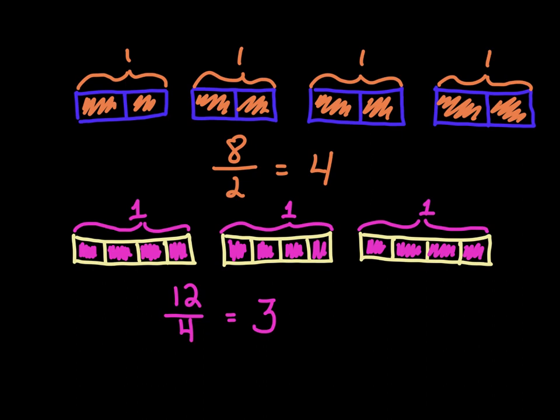Continuing on, we have 8 halves. We have 1, 2, 3, 4, and each one of those 4 has been cut up into halves, which is going to give us 8 halves. 8 halves is equal to 4 wholes. Down here, it's got a bigger numerator, 12/4. 12/4 is really equal to 3 wholes. 1, 2, 3. And these 3 wholes have been cut up into fourths.